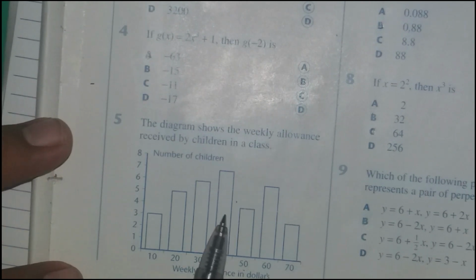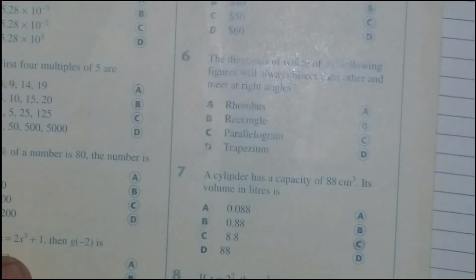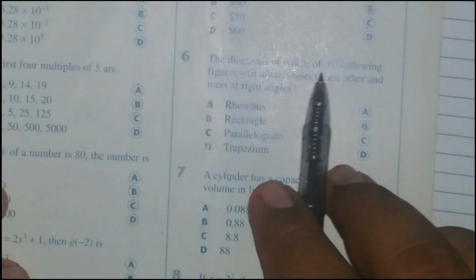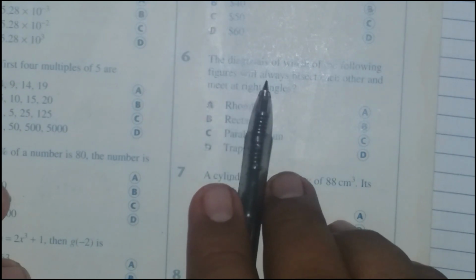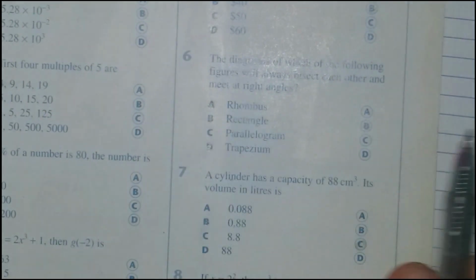So my answer is going to be 40 because $40 is being given to 7 children for their weekly allowance. And then here you have it, 40. Your answer would have been B. Right? Moving to number 6, it says the diagonals of each of the following figures will always bisect each other and meet at right angles.